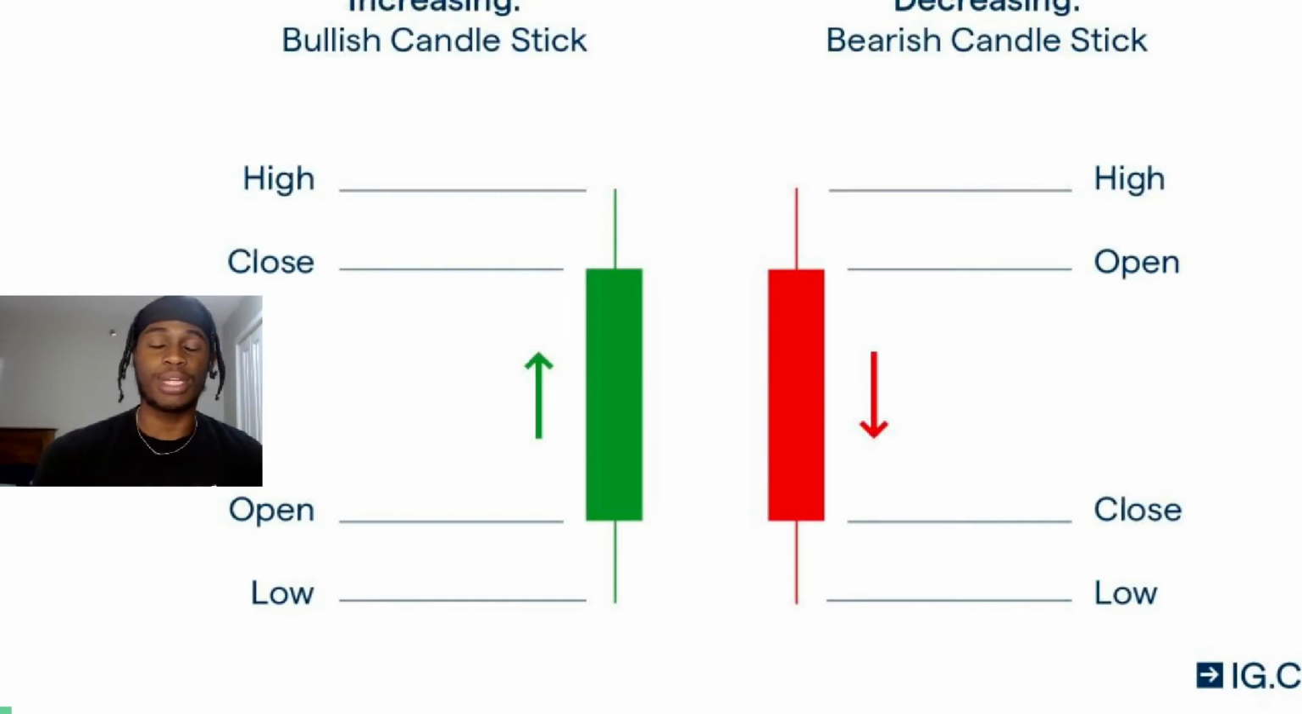So the close is letting me know within that 5-minute time frame, this is where the candle ended. This is where the price ended within that 5 minutes, causing the close to be right here. And last but not least, we have the low. The low is just letting me know within that 5-minute time frame, this is the lowest price that the candle reached. Simple as that.